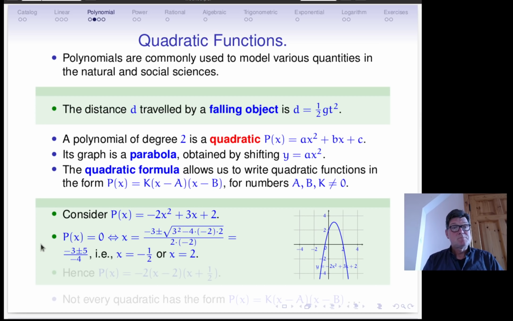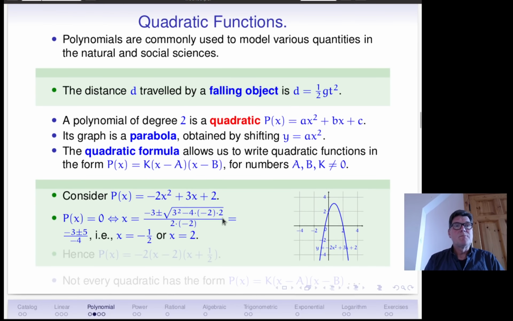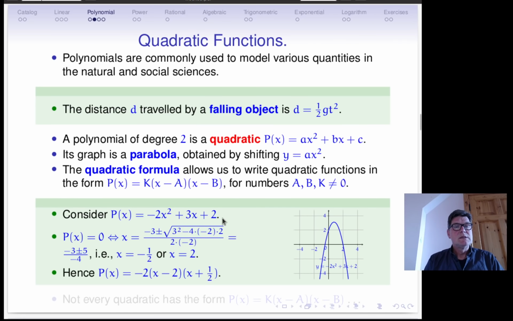Then, using this approach, we can write p of x as x minus 2, it's always minus the number that gives the 0, times x minus minus 1/2, which is x plus 1/2, times the minus 2, which is the little a coefficient in the given polynomial here. If you don't believe this, just multiply it out and see whether you get this form of the quadratic polynomial back. I bet you do.